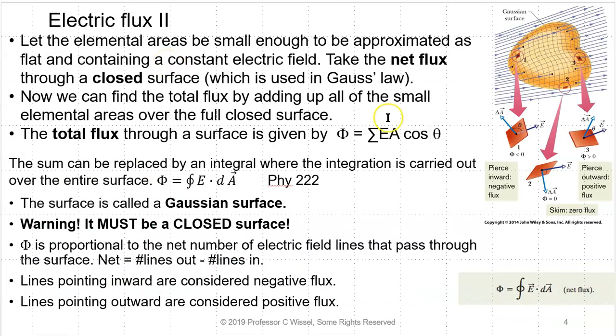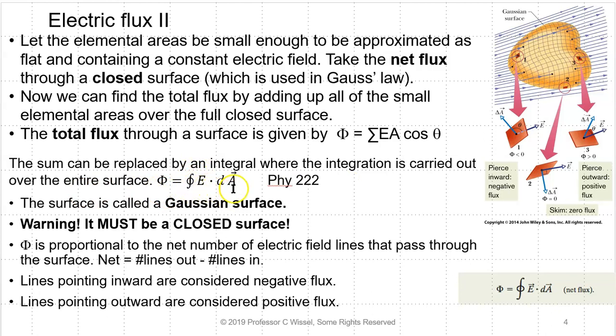Okay, so let the elemental areas be small enough that they can be approximated as flat, and they contain a constant electric field through them. We're going to take the net flux through a closed surface, which is used in Gauss's law, and find the total flux by adding up all the little elemental areas over the full enclosed surface. The total flux of the surface is given by phi, which equals the sum of E A cosine theta. The sum can be replaced by an integral carried out over the entire surface. Phi equals the integral over the entire surface of E dot dA.